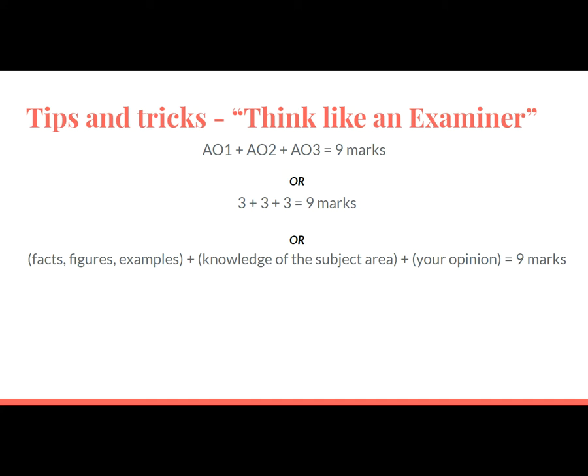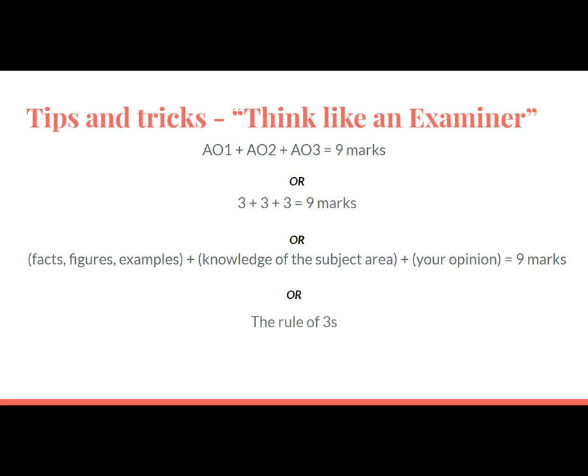What does it mean then? Well, AO1 is facts, figures, examples, capital letters, numbers with the right units. The second, AO2, is the knowledge of the subject, the language, the key jargon, the key concepts, multiplier effects, infiltration rates, blah, blah, blah. And then thirdly is answering the question, your opinion. Be explicit. Don't sit on the fence, be explicit.